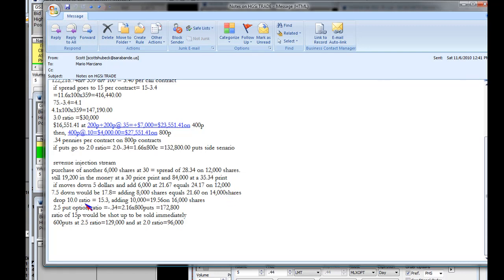If it drops $10 on a gap down, that would bring it in at 15.3, adding 10,000 shares. That would bring our net cost to 16,000 shares at $19.56. So we would have a total capital equity exposure. Then if the ratio on the put side went to 2.5, that means $2.50 times 800 puts gives us a net revenue on the put side of $172,800.